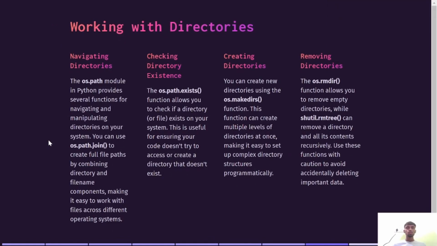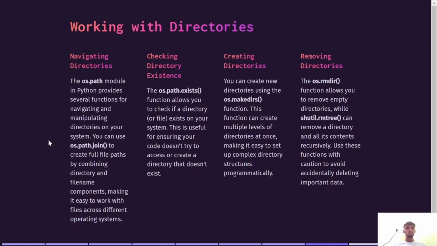And coming to working with directories, or navigating directories: checking directory existence, creating directories and removing directories. The os module in Python provides several functions for navigating and manipulating directories on your system. You can use os.path.join to create a full file path by combining directories and file components, making it easy to work with file access across different operating systems.